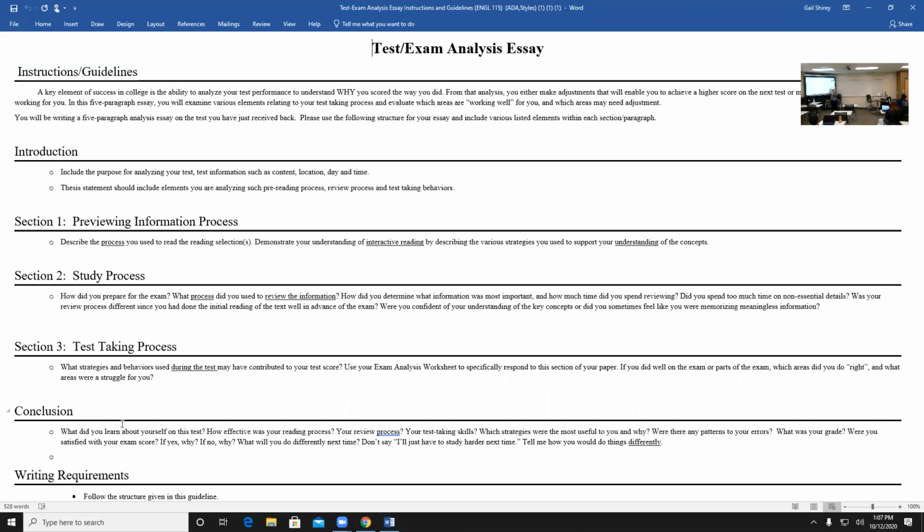Next section, test taking process. This paragraph is dedicated to while you were taking the test. This is during the time you are actively taking the test. Talk to me about behaviors that you did.